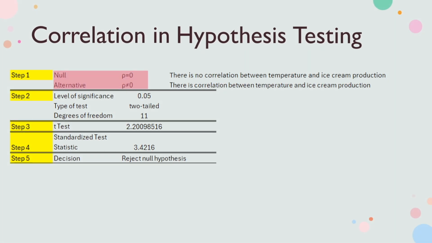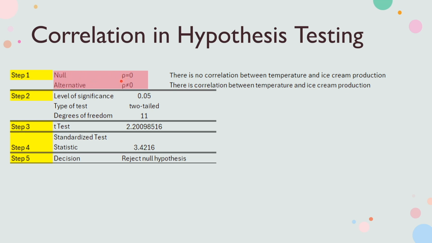First step is, of course, get the null and alternative hypothesis. For correlation, we're always assuming that there will be no correlation between the temperature and ice cream production, and we're going to test if there is any correlation between these two variables. The null and alternative will always be no correlation and yes correlation, respectively.